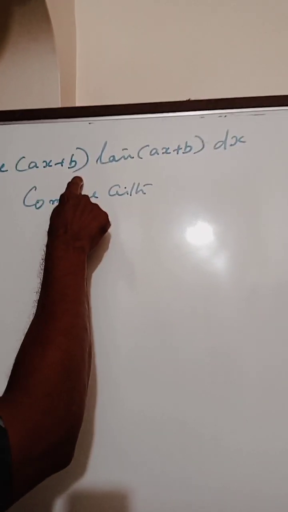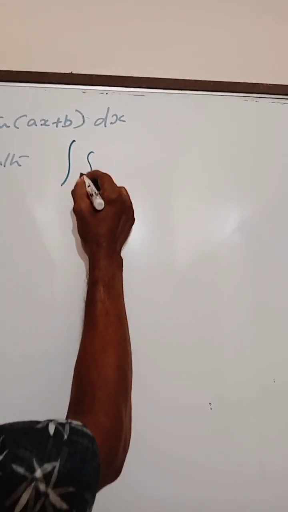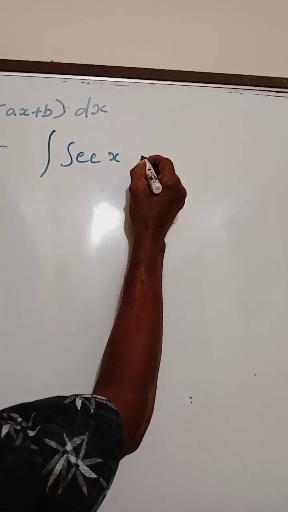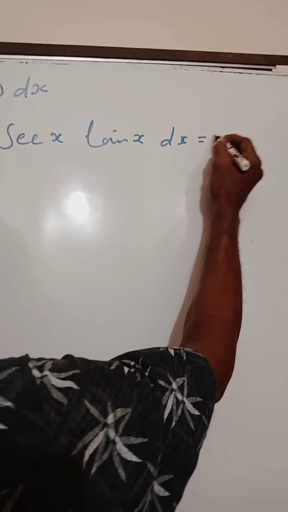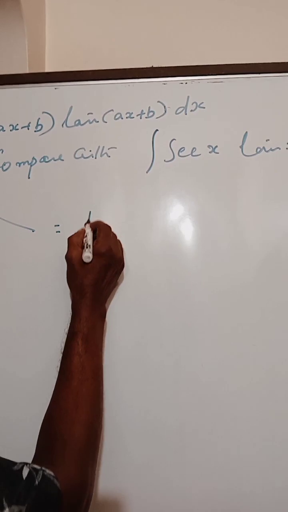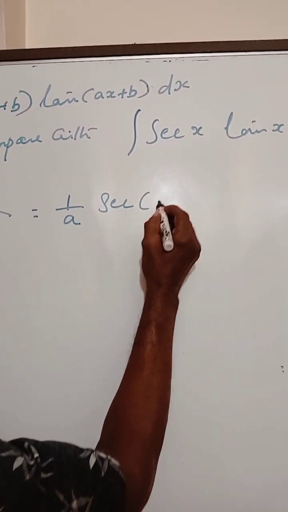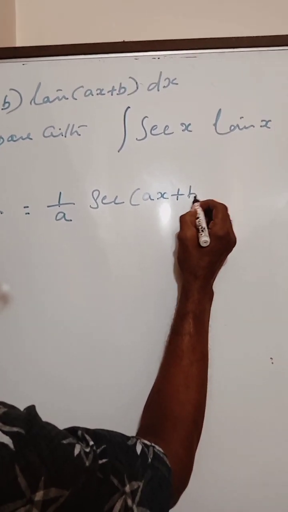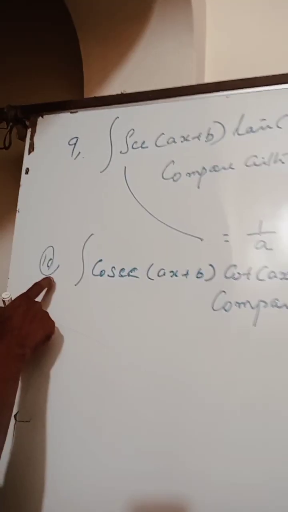Ninth one is integration of sec of ax plus b into tan of ax plus b dx. This we have to compare with integration of sec x tan x dx is equal to sec x plus c. Therefore, this is equal to 1 by a into sec of ax plus b plus c.